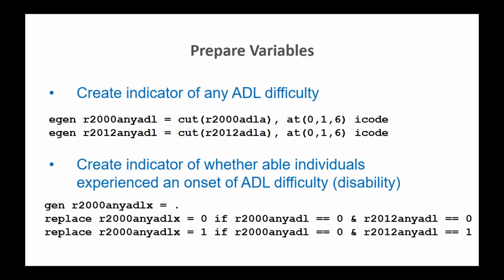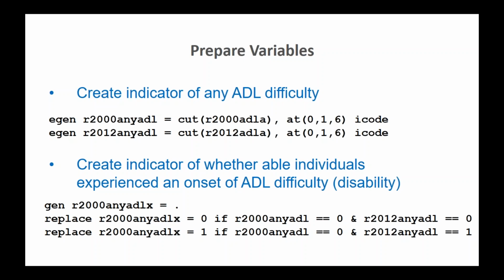And our cut points are going to be 0, so that's the beginning. We're going to cut at 1, meaning anyone who is at 0 is going to be one group. And then anyone who is 1, in this case through 5, is going to be another group. And then we use this icode command just to say give these the values of 0 and 1. So we create both of those, and then we're going to create an indicator of whether able individuals experienced an onset of ADL difficulty. And again, ADL difficulty here is our proxy for disability.